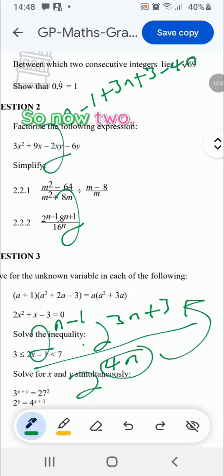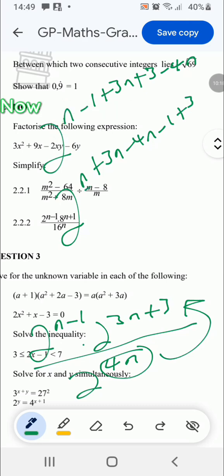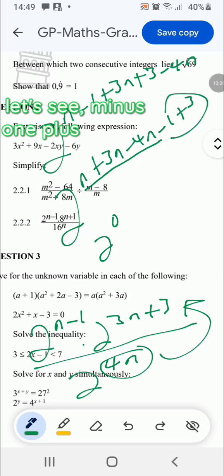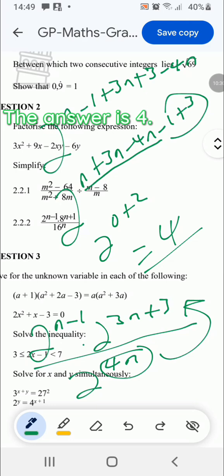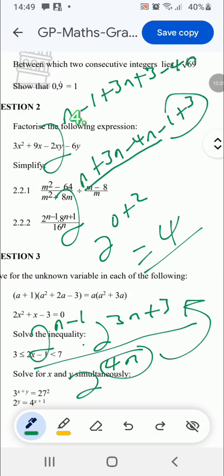So now let's simplify the like terms. We have n, we have 3n, we have 4n, we have minus 1, we have plus 3. Now all these n's give us 0. These two give us, let's see, minus 1 plus 3 is plus 2. The answer is 2 to the power 2, which is 4. That's our final answer. Let's continue the next part, question 3, on the next video.